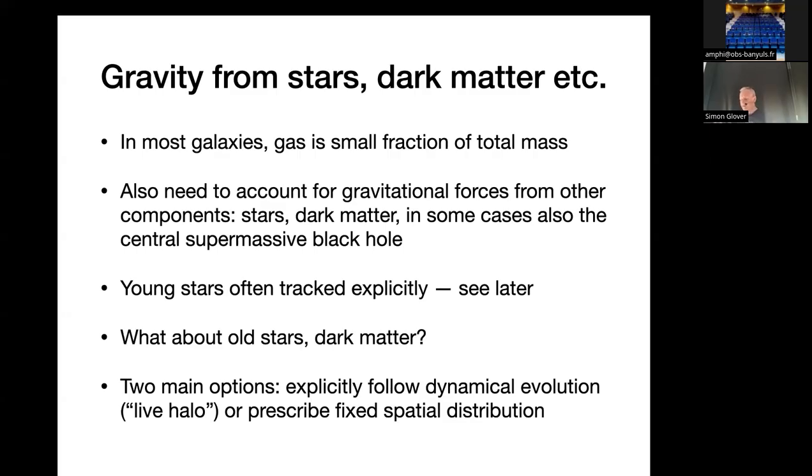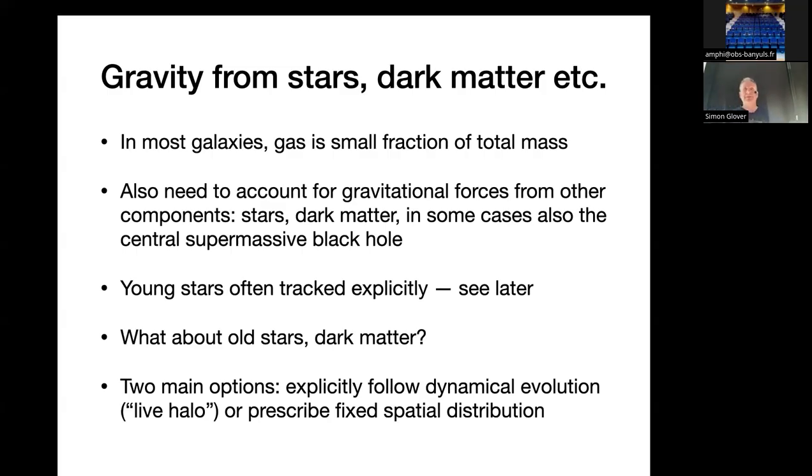Well, when we're dealing with very young stars, we'll often just track those explicitly with star particles. But we don't want to do this for every single star in the galaxy. We don't want to do this for the dark matter, ideally. So what do we do there? Well, there are 2 main options. We can, in some circumstances, explicitly follow the dynamical evolution. So really just put in a load of star particles to model all of the stars, put in a load of dark matter particles to model the dark matter, and then let them do what they want to as we run the simulation and as they feel the gravitational forces of the rest of the mass. So this is the so-called live halo approach. And people have done this somewhat successfully, but it's a bit costly.